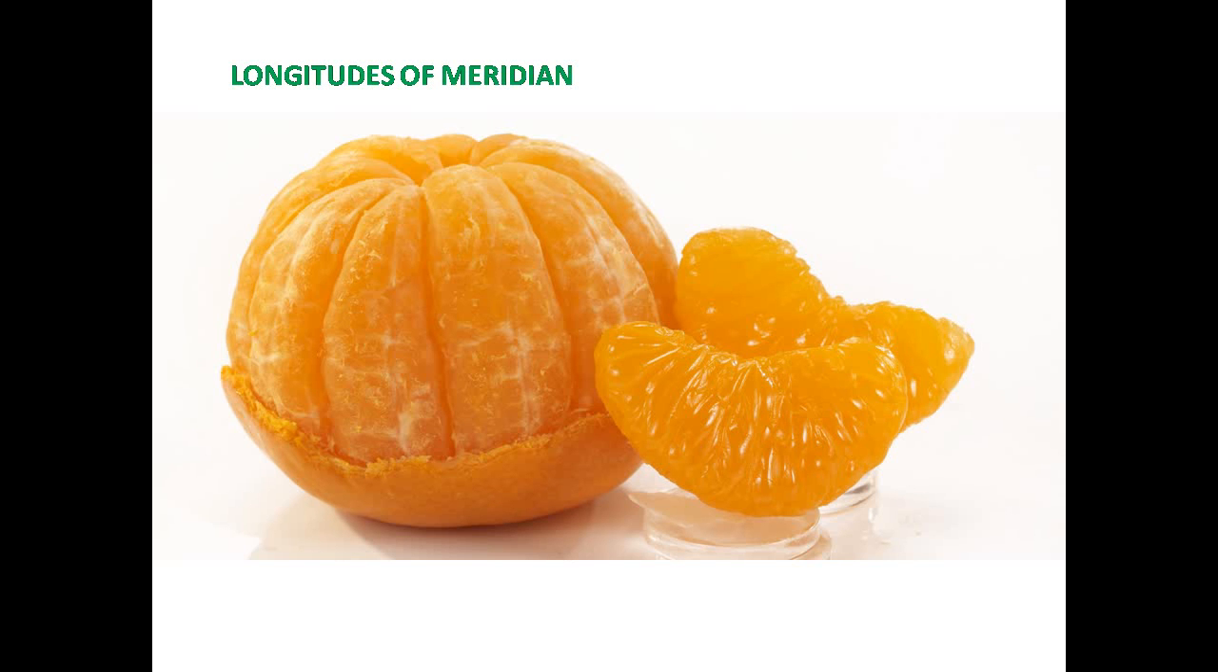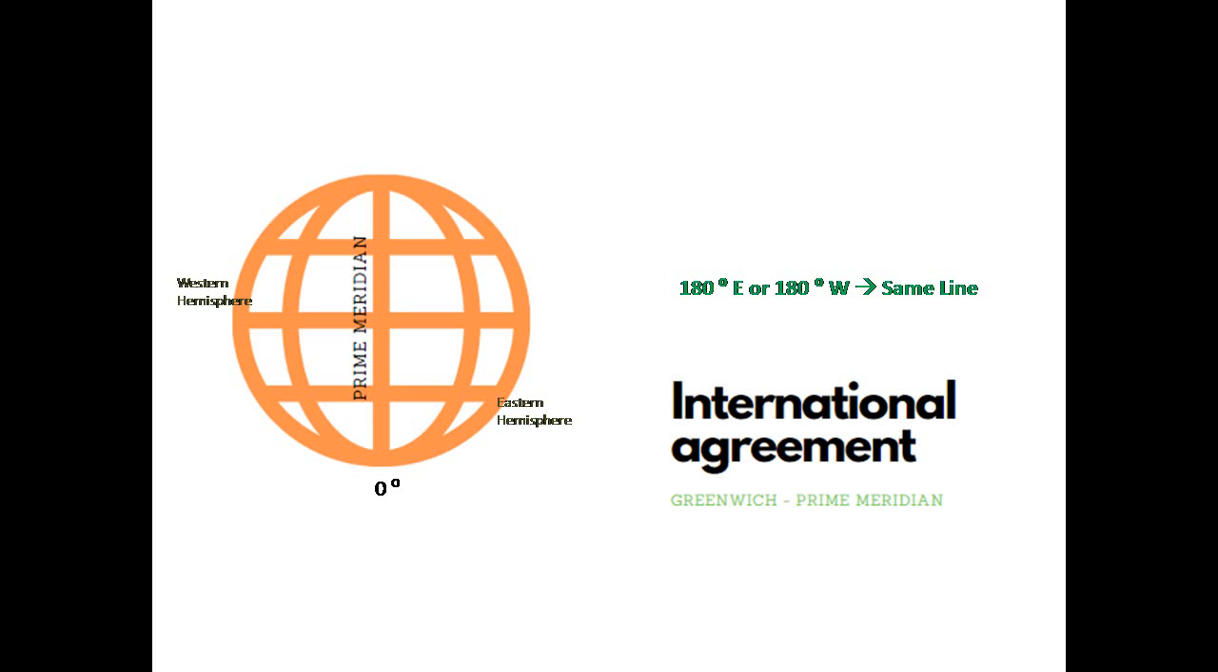The next thing we are going to see is longitudes. The longitudinal lines of Earth look like an orange fruit. Longitudinal lines are vertical lines. To know the exact position of any point on Earth, we need something more than latitude lines. That's where longitudinal lines come into the picture.